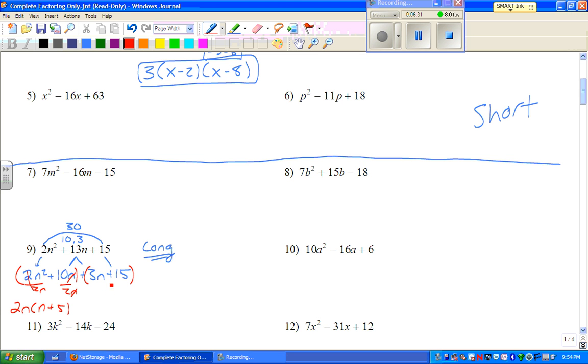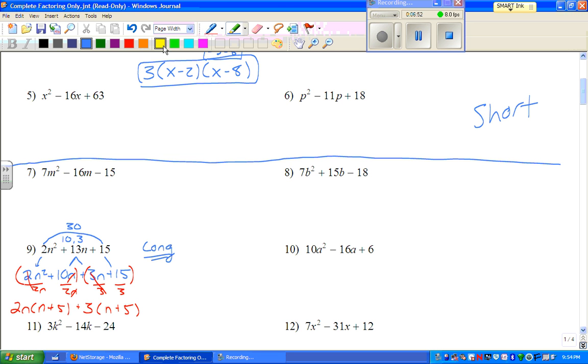Okay, let's look at the second grouping. I have 3n plus 15. What can I take out of 3n and 15? You got it. I can divide them both by 3. So if you take that 3 out, we're going to put that outside the parentheses. The 3's will cancel, and you'll get n, and then 15 divided by 3 is 5.